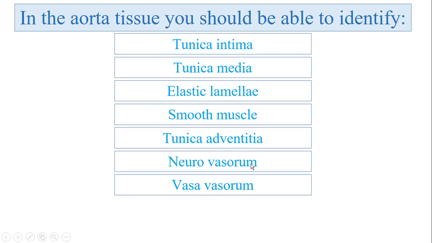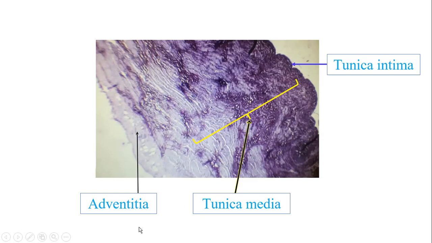In the aorta, you should identify these items: tunica intima, tunica media, elastic lamella, smooth muscle, tunica adventitia, neurovasorum, and vasa vasorum. Here is a section from the aorta. Here is the lumen of the aorta. So here is the tunica intima or inner layer. Here is the tunica media, the middle layer, and here is the outer layer or tunica adventitia.